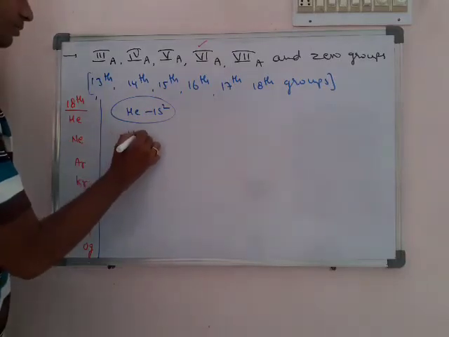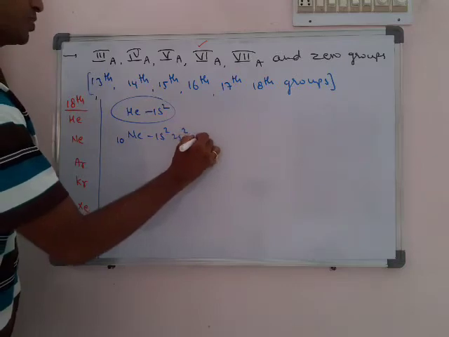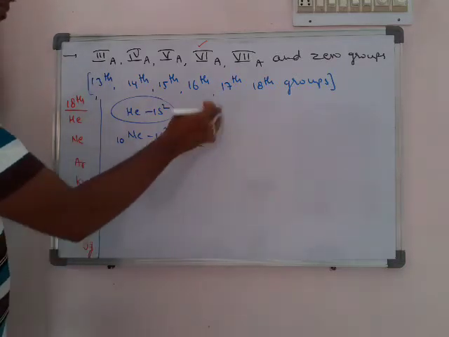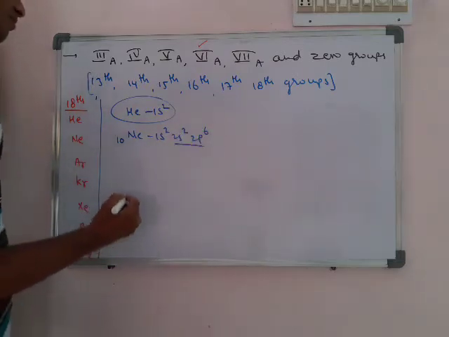Next is neon: 1s2, 2s2, 2p6, that is 10. So the 2p subshell, so it belongs to the p block. How many electrons are present? 8 electrons are present in the valence shell.